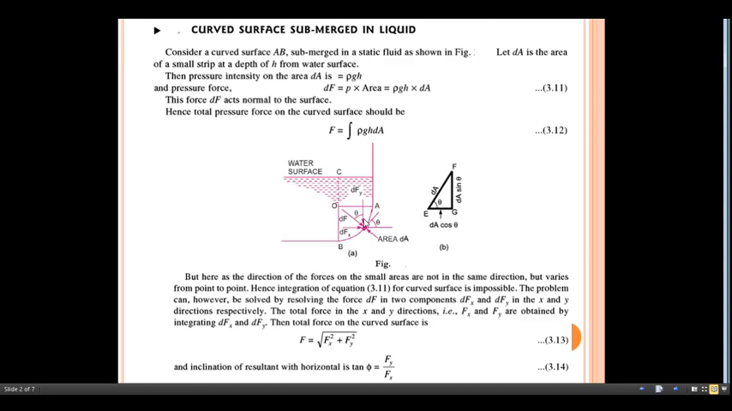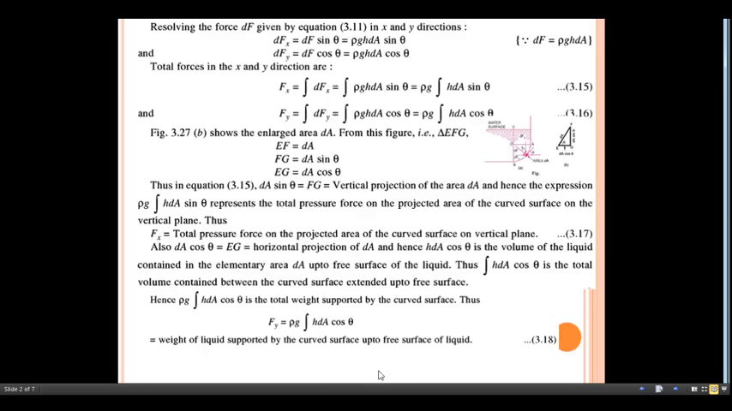The total force in the x and y directions is Fx towards the horizontal axis and Fy towards the vertical axis. So integrating dFx and dFy, we can get the total force on the curved surface. The total force F can be found with the relation square root of Fx squared plus Fy squared, and the inclination of the resultant with the horizontal is tan phi equals Fy divided by Fx. In this way it can be analyzed.